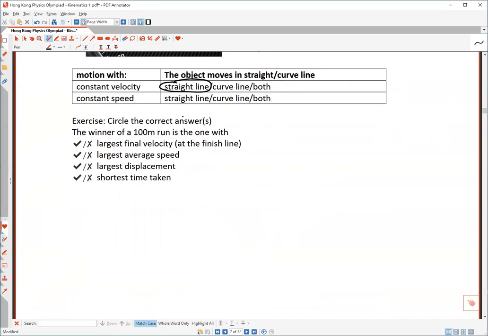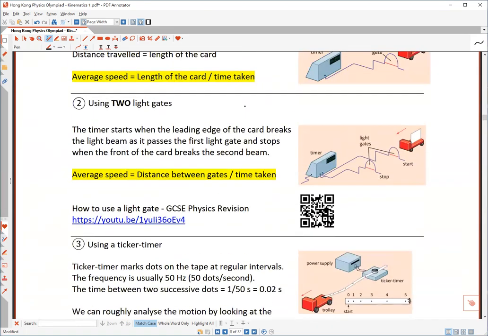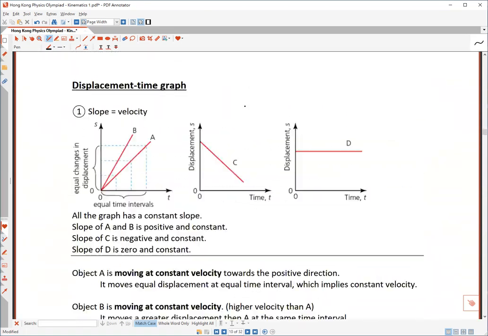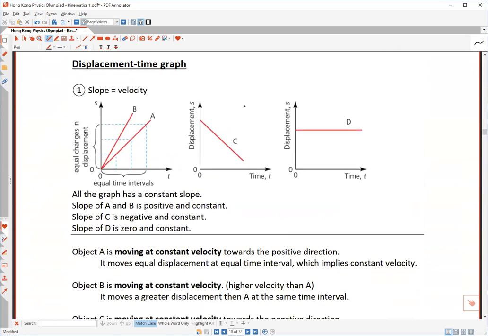If we are talking about constant speed, then the particle can change the direction of motion or not change the direction of motion. So that means the path can be either a straight line or a curve. Okay, so we skip this one, then let's move on. I'll skip some of the part.